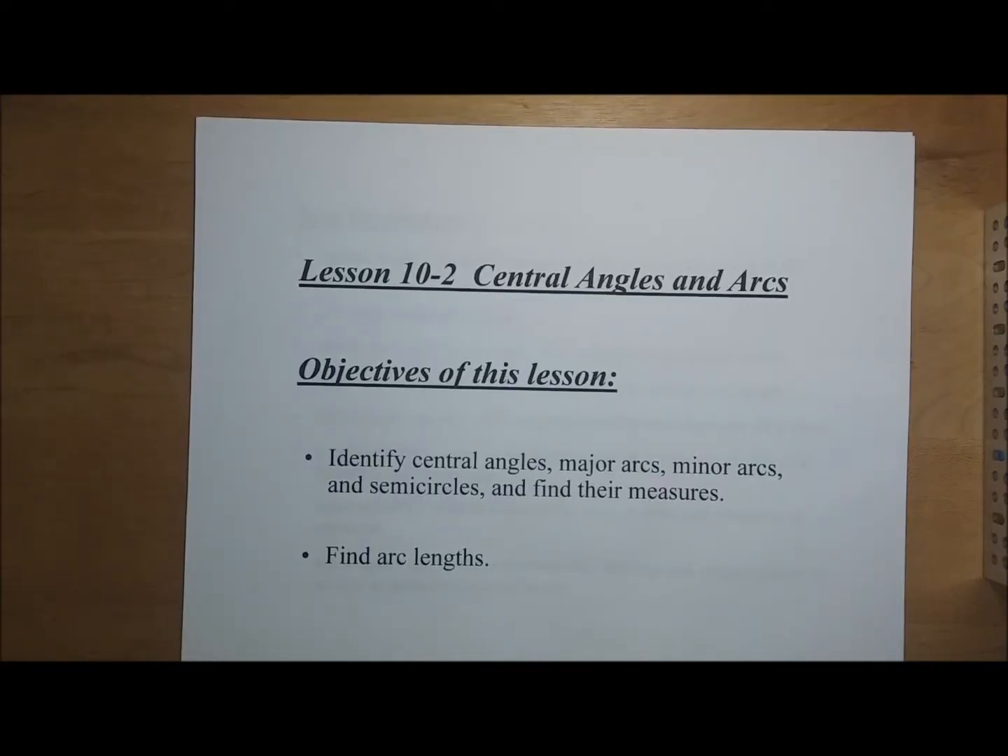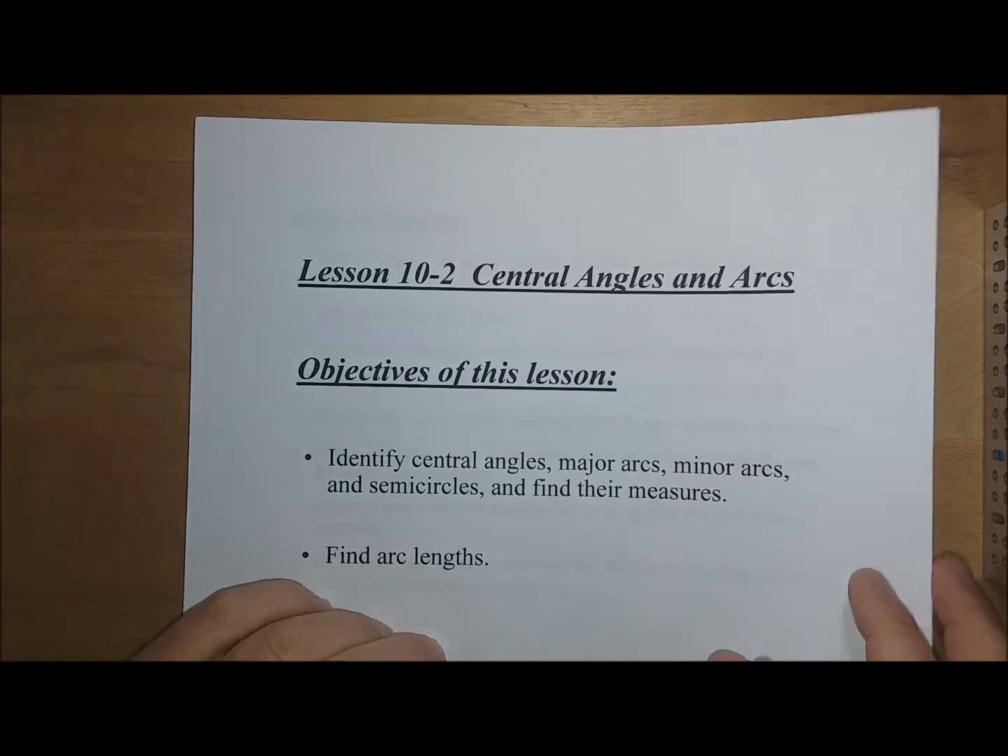All right, guys, let's tackle our second lesson in this unit on circles. This lesson is going to be about central angles and arcs. When we're done with this lesson, we'll be able to identify central angles, major arcs, minor arcs, and semicircles, find their measures, and find the lengths of arcs as well.